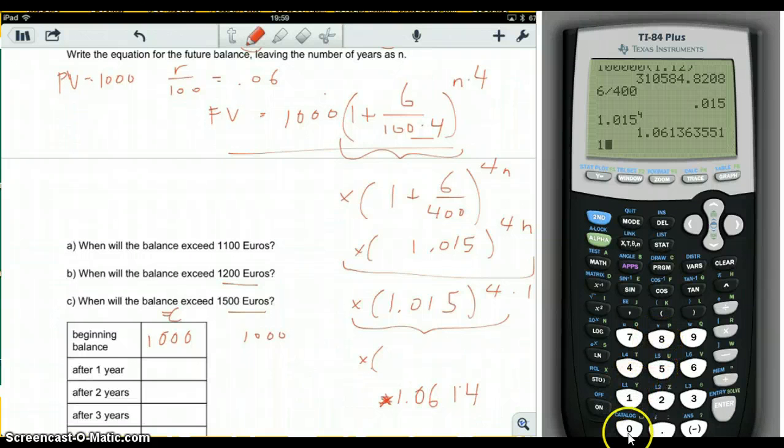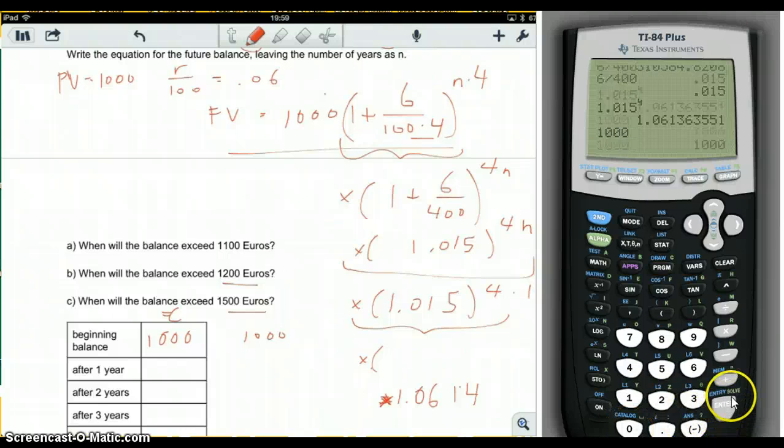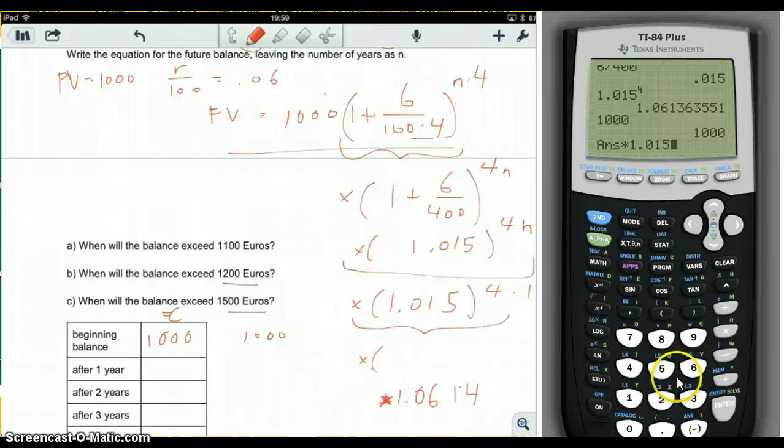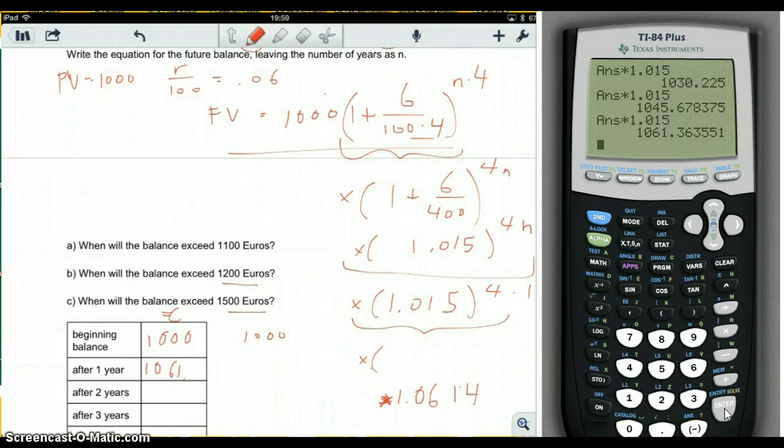Okay, so we're going to start with 1,000, and I'm going to put it in the calculator, and then I'm going to multiply times 1.015. And I'm going to do that 4 times, okay? 2, 3, 4. Okay, so in four compounding periods, I'm at 1,061. 4 compounding periods is 1 year, so I'm at 1,061.36. Okay? Now I'm going to go to the second year. I'm going to do this 4 times. 1, 2, 3, 4. Now I'm at 1,126.